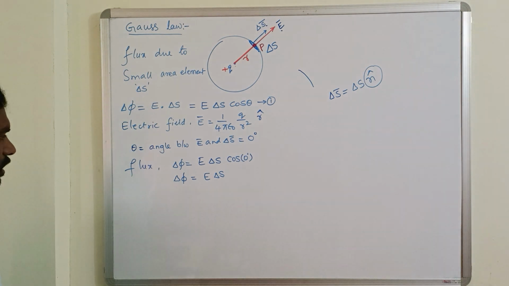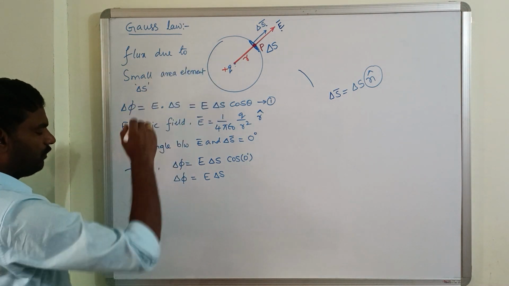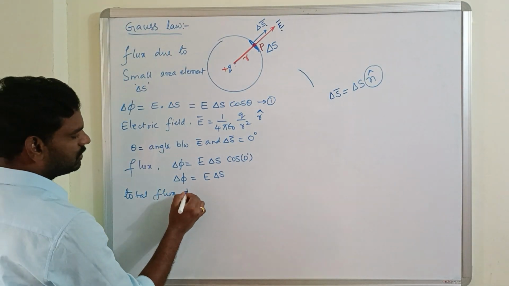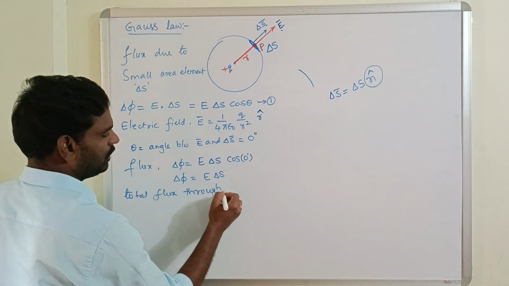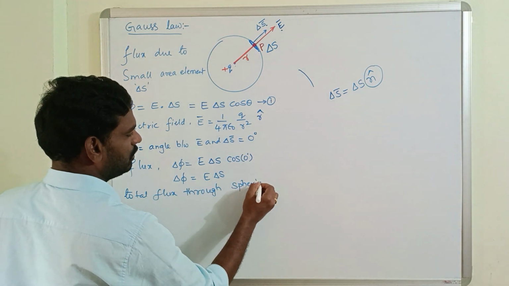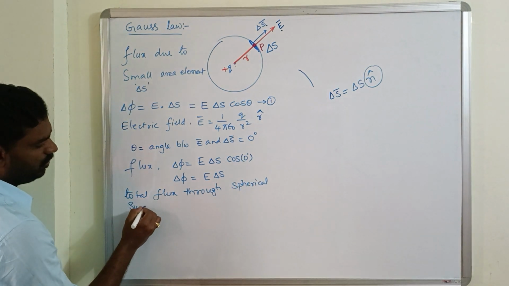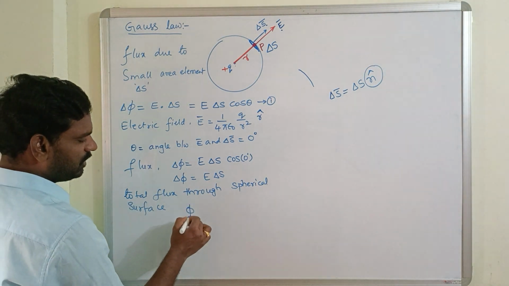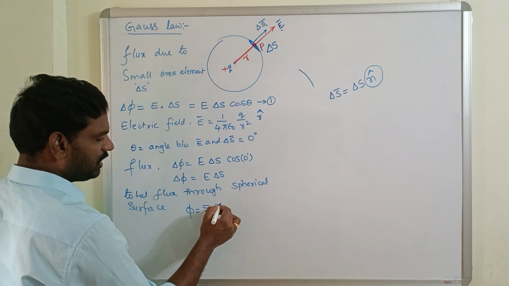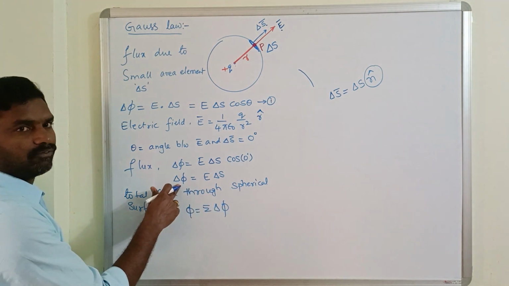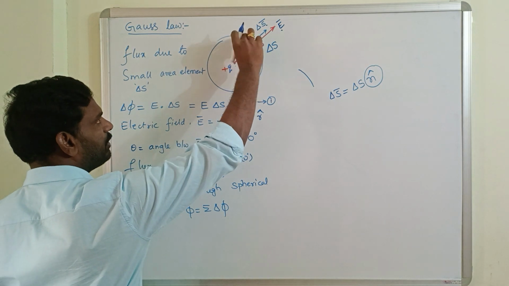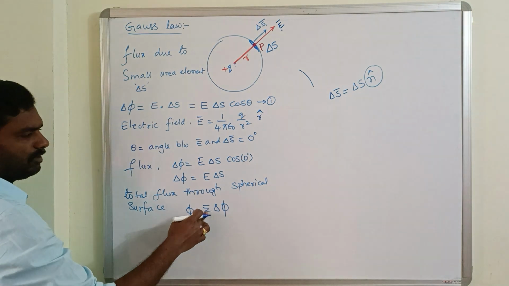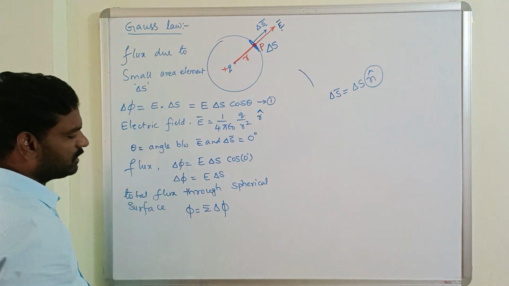Now the total flux through the spherical surface. The total flux through the sphere surface is equal to the summation of all such small fluxes: the flux due to this area element, this area element, and this area element. That is nothing but the summation of all such small fluxes, right?